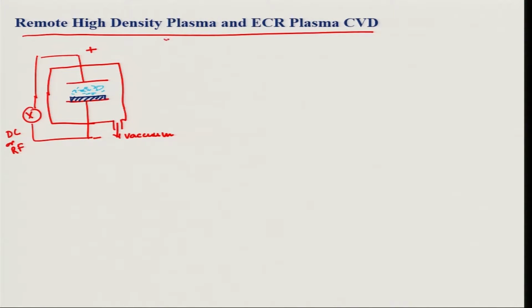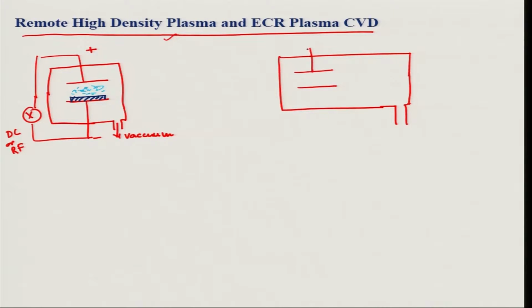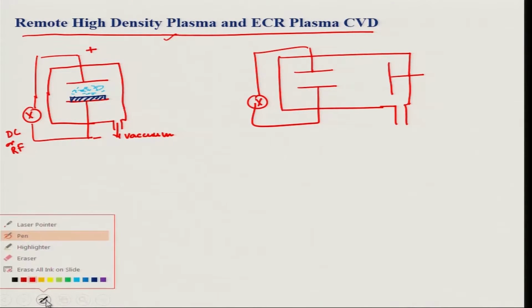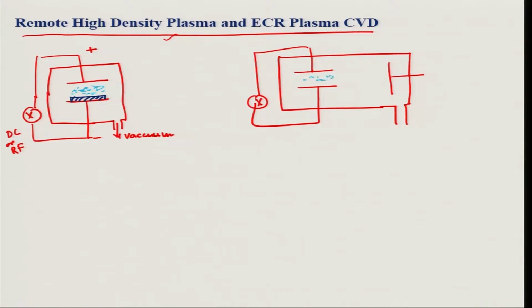So we want to separate out the plasma from the substrate, but still we want to use plasma, and there we use a concept called remote high density plasma. In such a case we will have a configuration, let me draw this again schematically. I have again a vacuum chamber, and somewhere I will create a plasma using a voltage source which could be DC or AC, and I will have my substrate separately somewhere around here. And in this process I will create plasma here.